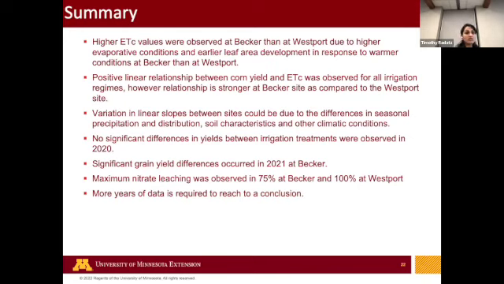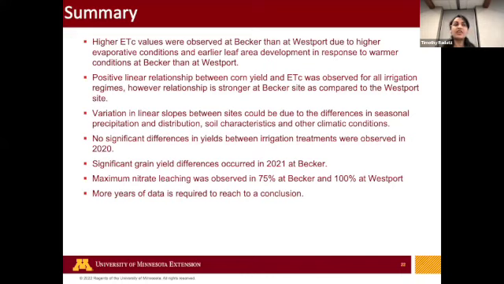We also found a positive linear relationship between corn yield and evapotranspiration for all of our irrigation treatments. This relationship was stronger at the Becker site as compared to the Westport site, and that also comes down to how the climate was and how the soil types were at each of these locations. There are variations in the linear slopes, and most of that is reflected in seasonal precipitation and how the precipitation was distributed throughout the growing season at both of these locations.